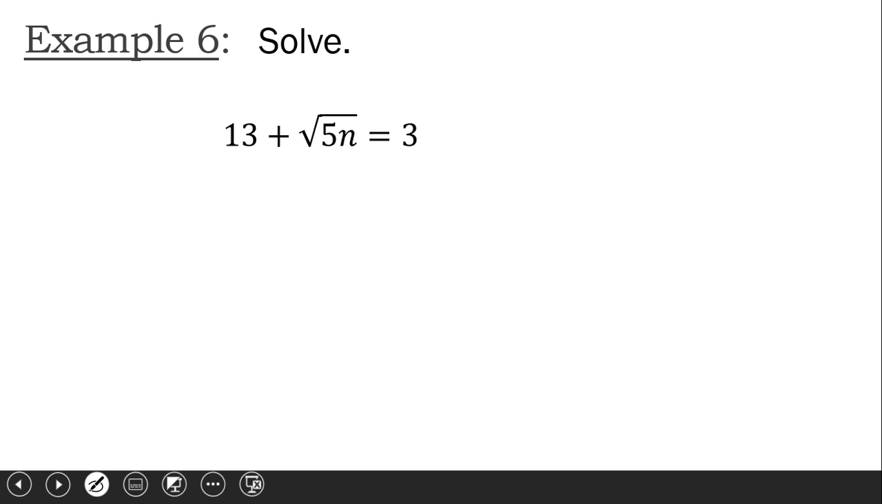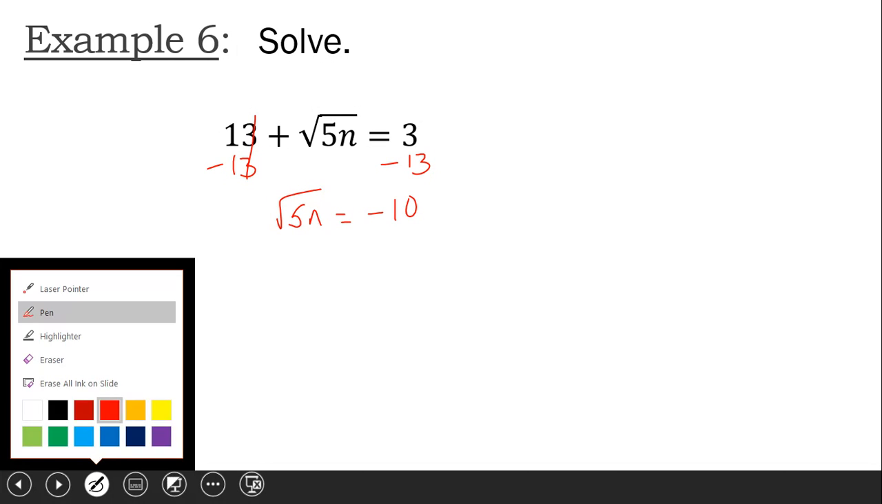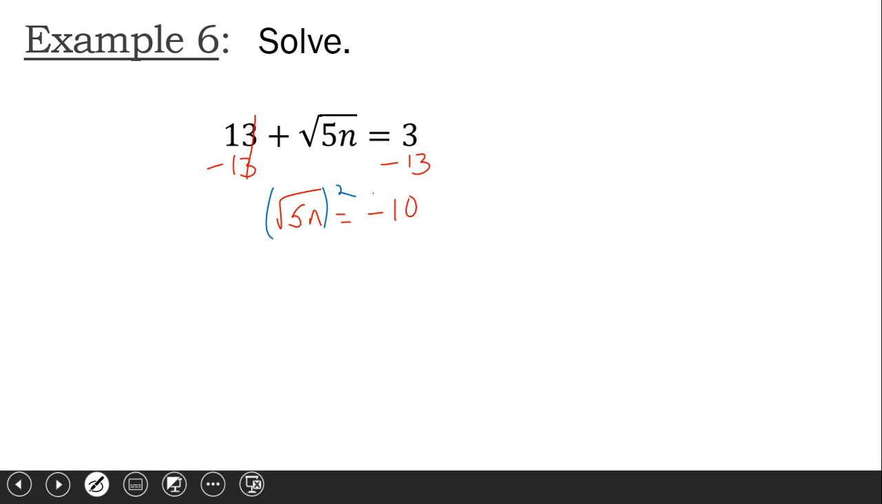Let's look at example 6. Subtract 13. Subtract 13. 5n is equal to -10. Let's square both sides. You're going to get 5n is equal to -10 squared, which is 100. Divide by 5. Divide by 5. N is equal to 100 over 5, which is 20.